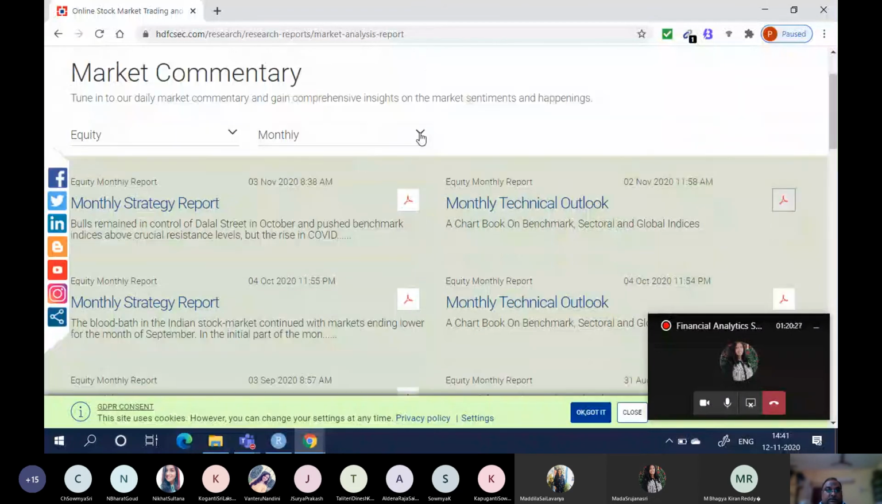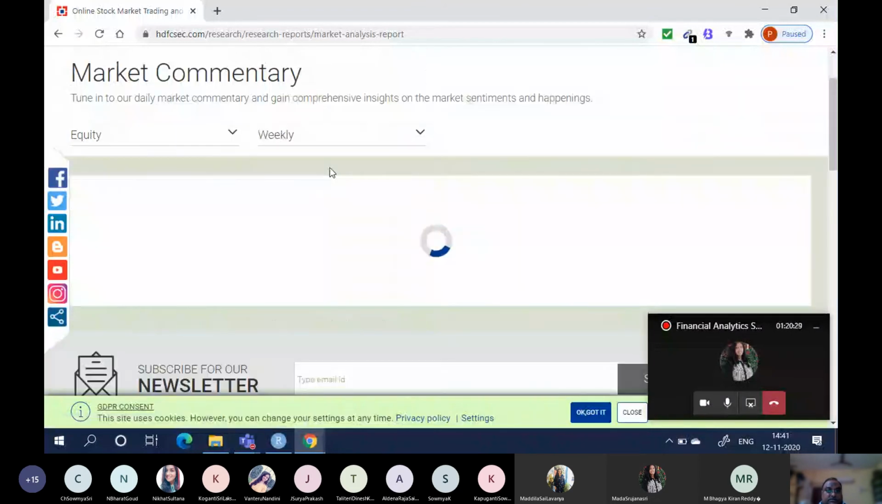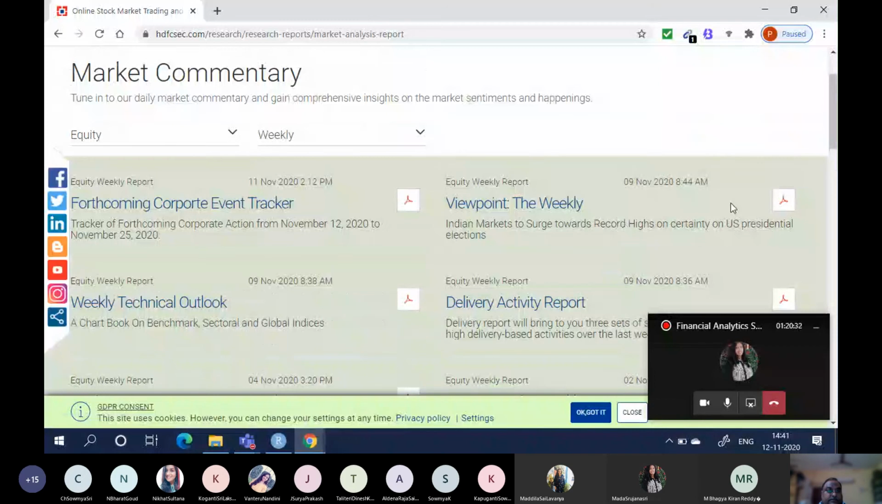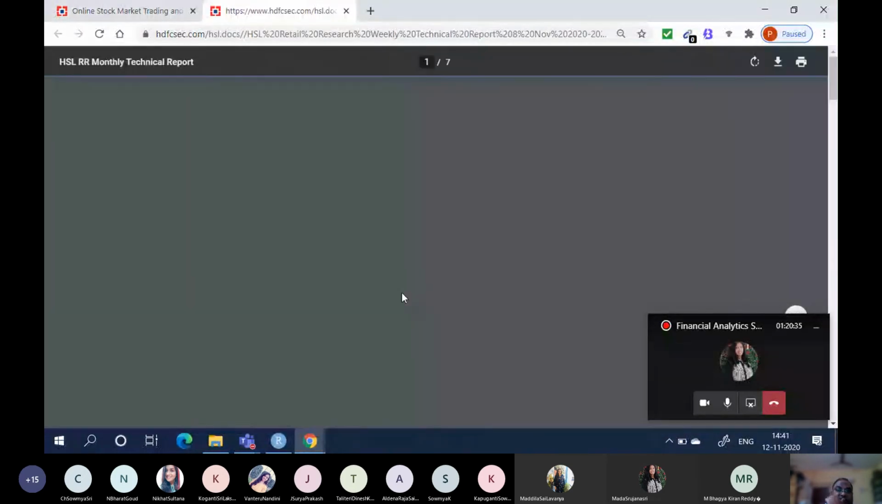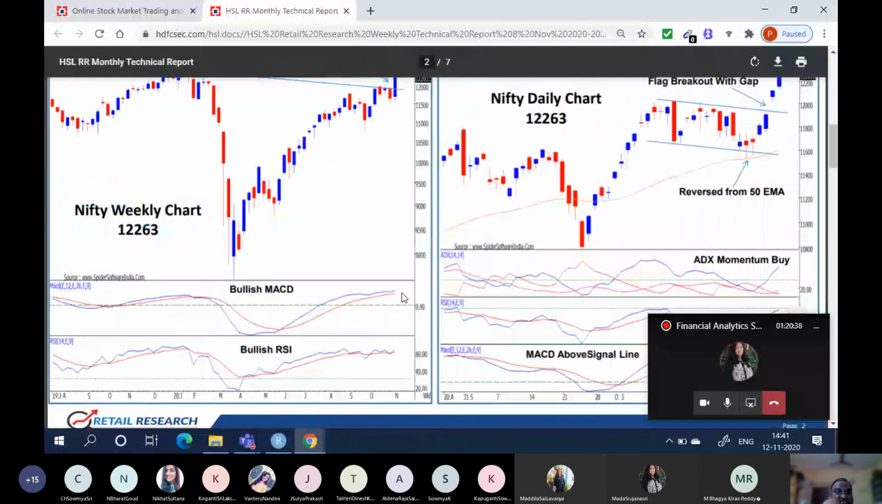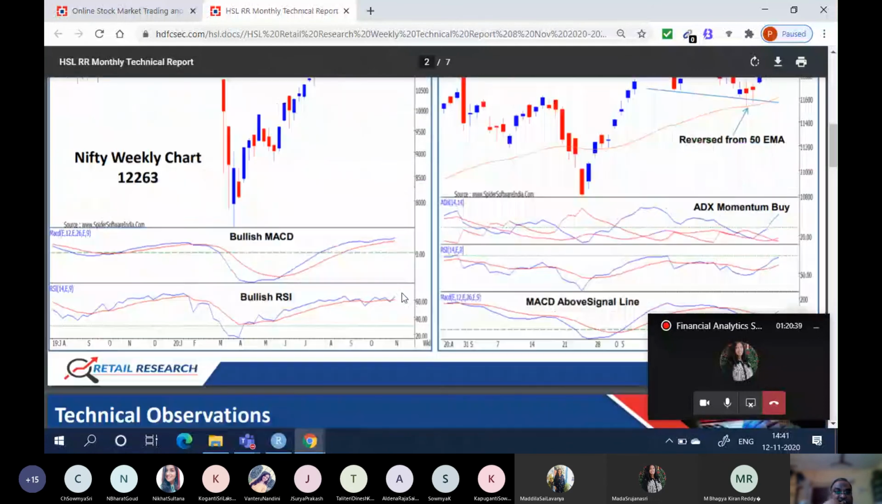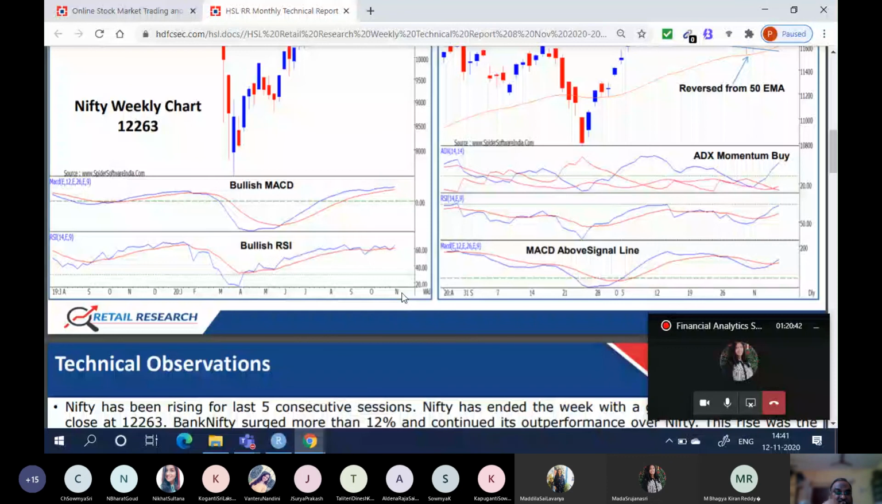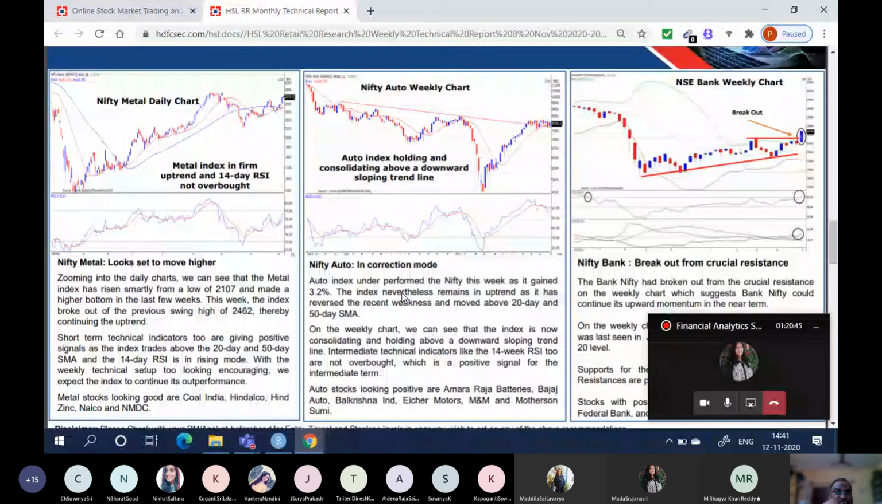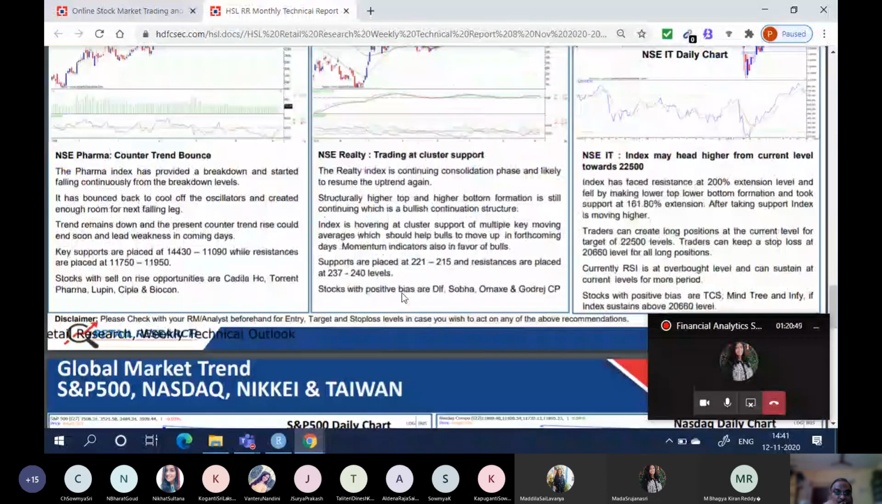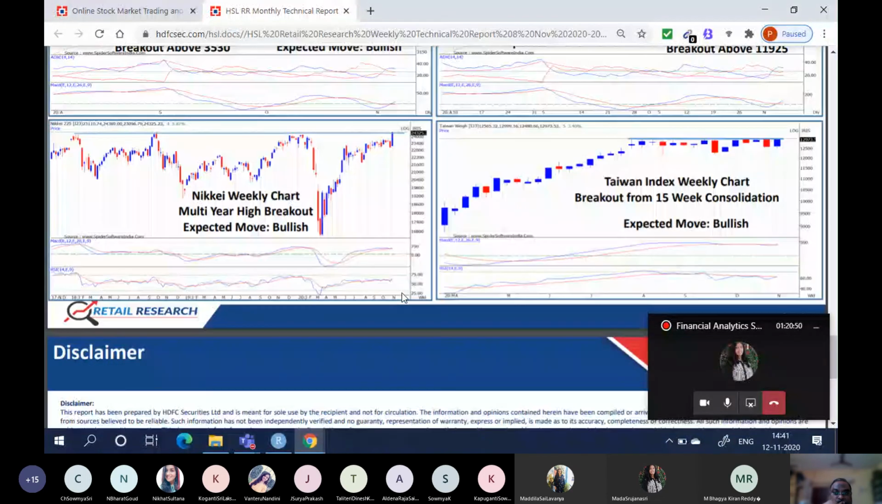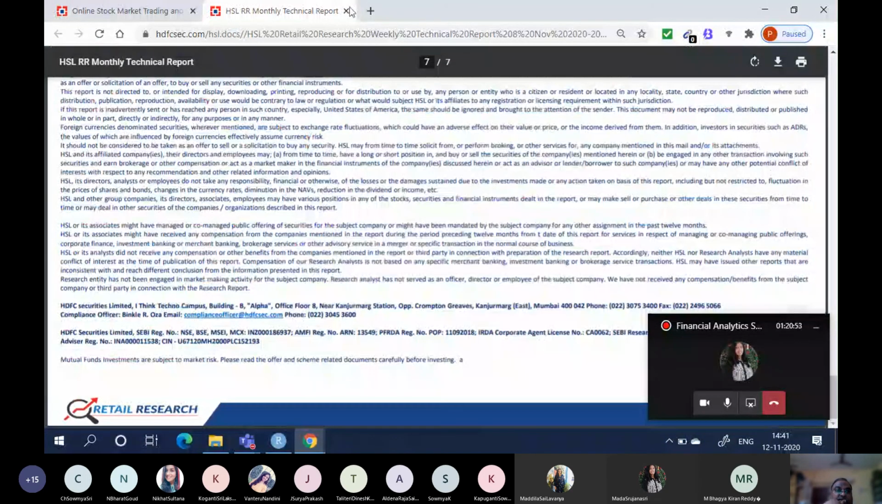So this is how people use the reports. Weekly technical outlook, 9th November. Let us see what they said: bullish RSI, bullish MACD, ADX, momentum buy. So I'll give ADX also. Whatever we are doing is most relevant to these reports.